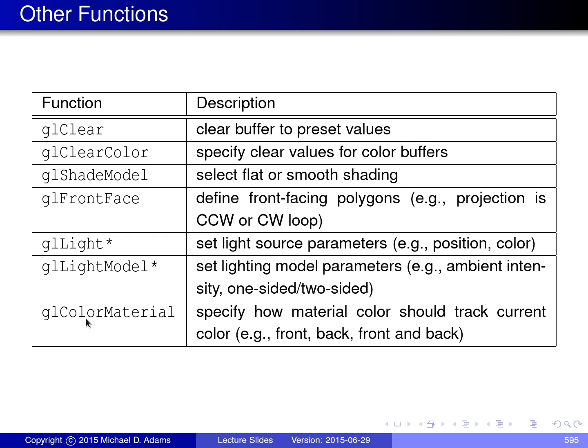glColorMaterial is used to specify how material color should track the current color. So for example, when you specify a polygon, should the color information for a vertex be associated with both the back and front side of the face, or only the front, or only the back, and so on. This can be controlled with glColorMaterial.